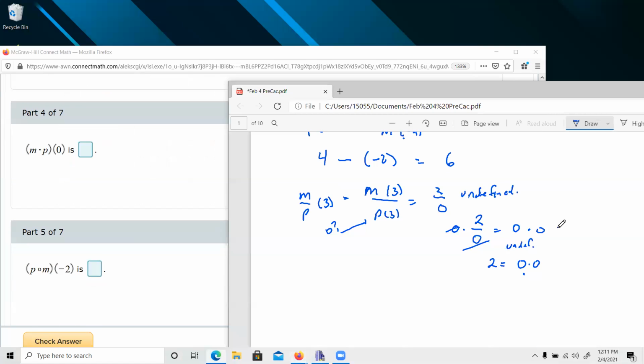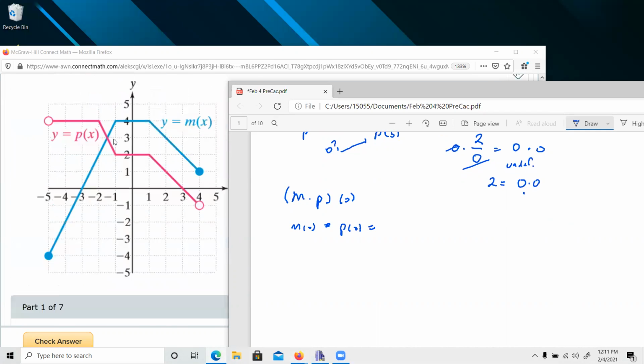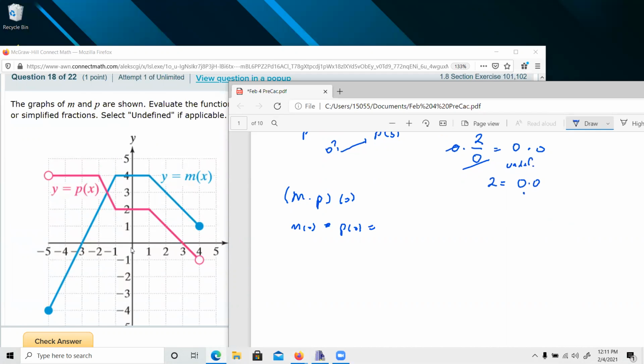M of P of 0. Well, if it's 0, it's going to be 0? No. Again, the 0 is a location. It's not a value. So we have M of 0 times P of 0. Well, M of 0, that's 4. P of 0, that's 2. We end up with an 8.